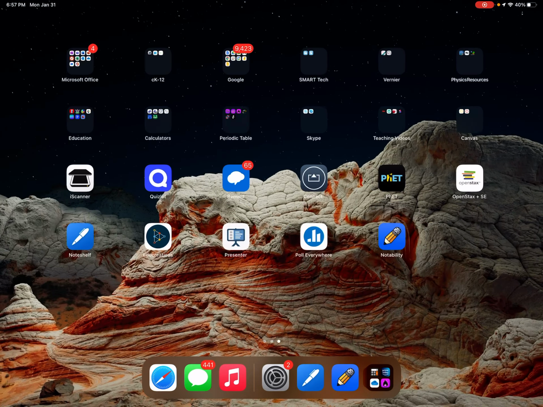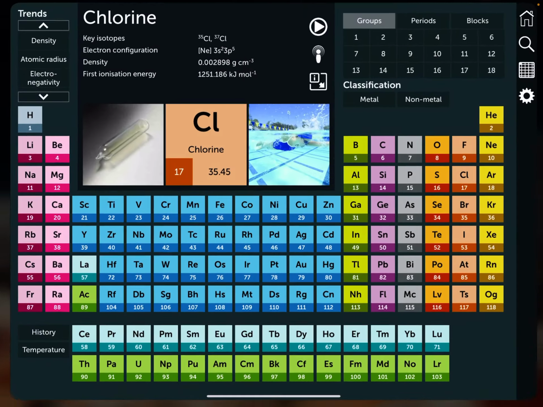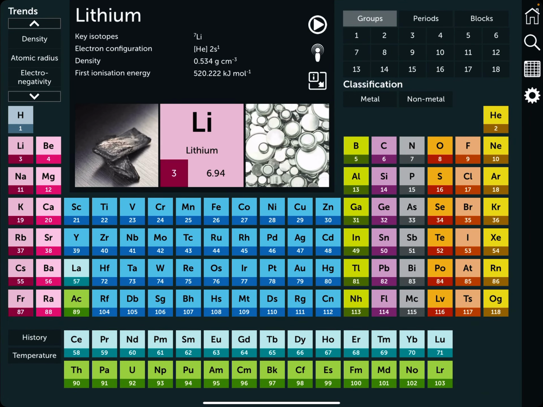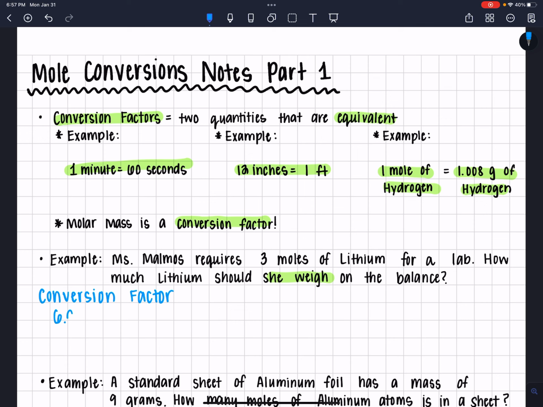So I'm going to open up my digital periodic table. Yes, I have one. There's an app for everything. Got several periodic tables. Well, let's open this one. Lithium is element number 3. And it has an atomic weight of 6.94. So what that means is lithium's molar mass is 6.94 grams per mole. In other words, 1 mole of lithium is equal to 6.94 grams. That's how much it would weigh. So if I wanted to weigh 3 moles of lithium, you might have guessed I'm going to have to multiply my molar mass of lithium by 3.